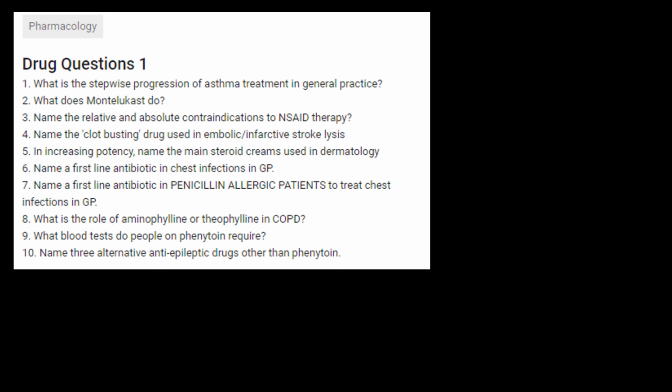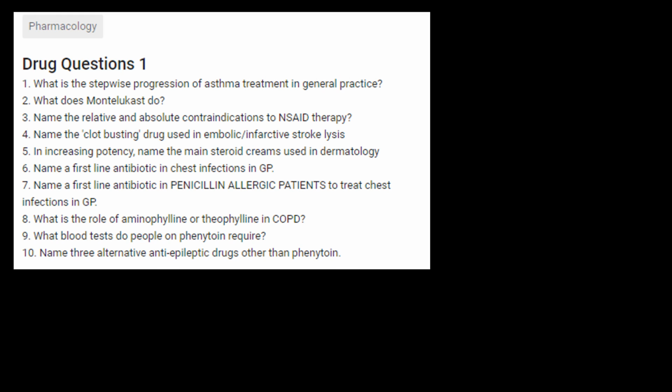So what blood tests do people on phenytoin require? The first thing I'm going to tell you are the signs of phenytoin toxicity, and they are drowsiness, ataxia, mental changes, confusion, nausea, hyperglycemia, slurred speech, nystagmus, and coma. These are signs of phenytoin toxicity, and if you see those, you'll need to do a phenytoin level to make sure that the patient is not toxic.